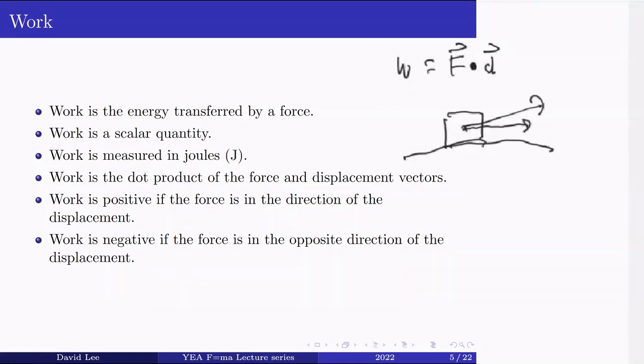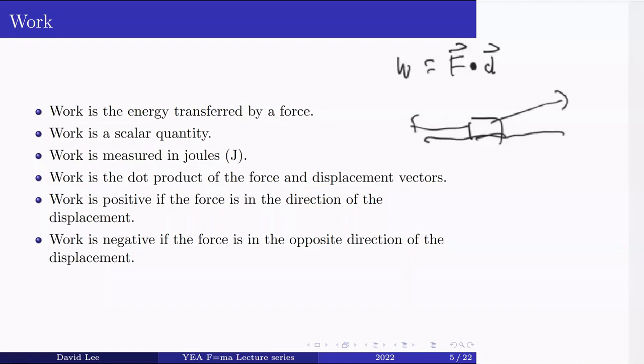Now, what if instead of this, you're pushing the box this way, but the box is moving that way? Maybe there's some other force on it. Well, then you're slowing the box down. You're doing negative work here. So work is a scalar quantity, but it can be positive or negative depending on whether you're applying force against the particle's motion or in line with the particle's motion.